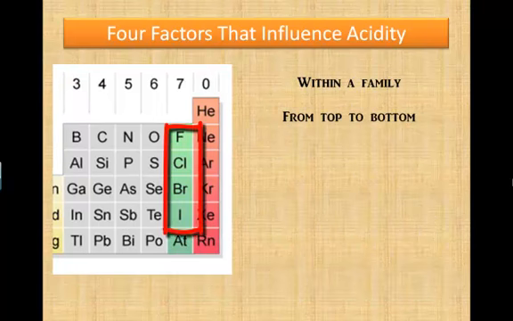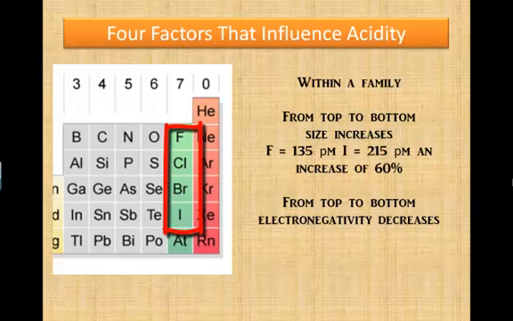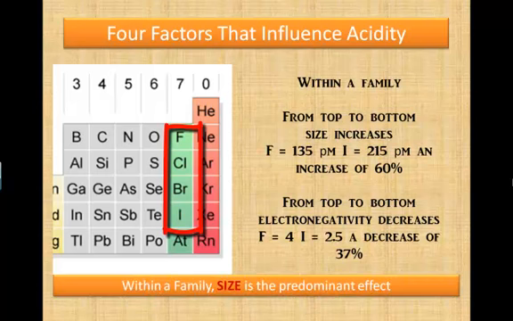From the top to the bottom, our size increases, but from top to bottom, our electronegativity also decreases. So going from fluorine to iodine, we go from 135 picometers to 215 picometers. That's an increase of 60%. From top to bottom, electronegativity decreases. And from fluorine to iodine, we go from an electronegativity of 4 to 2.5, a decrease of 37%. So we have a larger increase in size than we have a decrease in electronegativity. This tells us that within a family, size is the predominant effect.